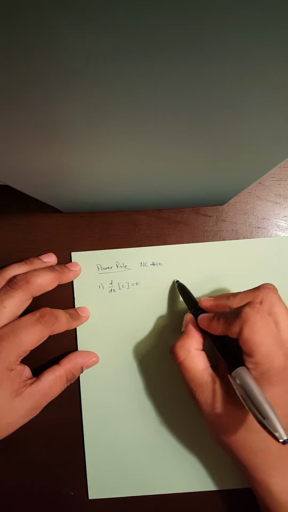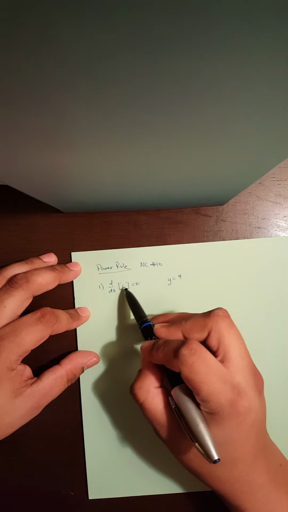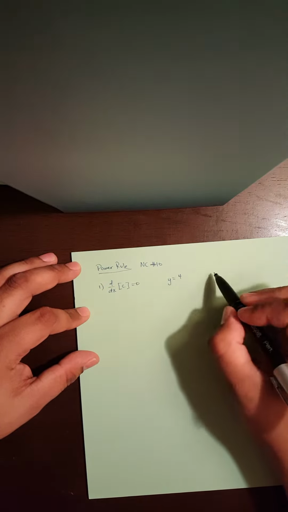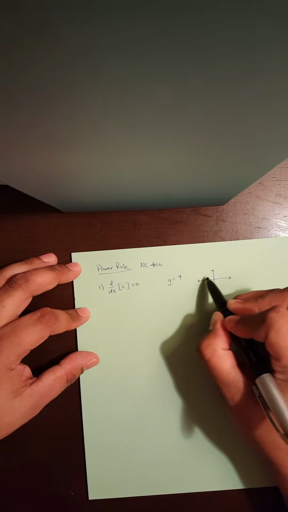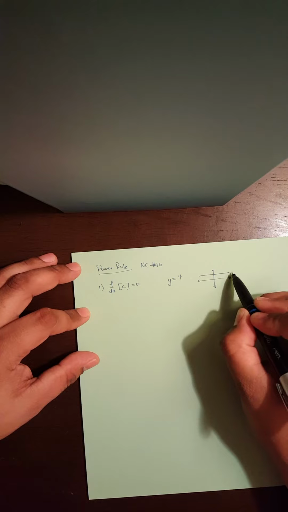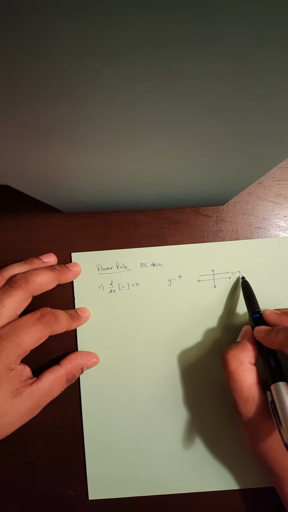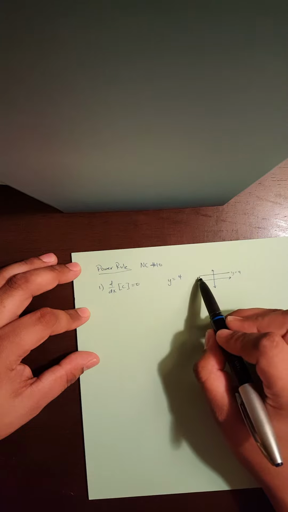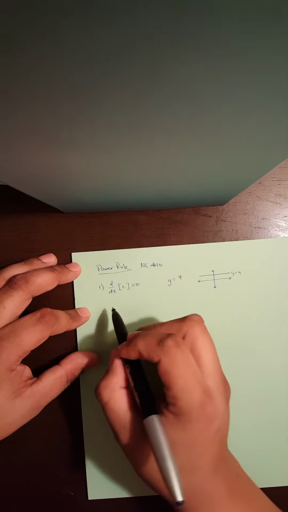If you guys remember, let me give you an example. Let's say y equals 4. So 4 will represent the c, C for constant. If you graph y equals 4, you get this horizontal line, and the slope of any horizontal line is 0. So the slope of that line is 0, and that's why the derivative of any constant is 0.